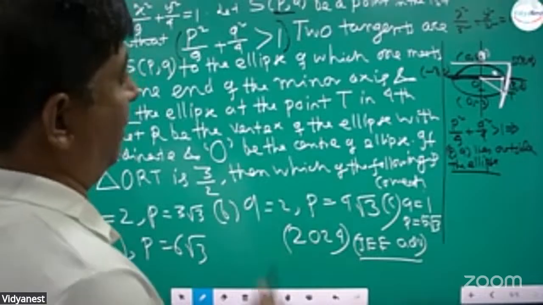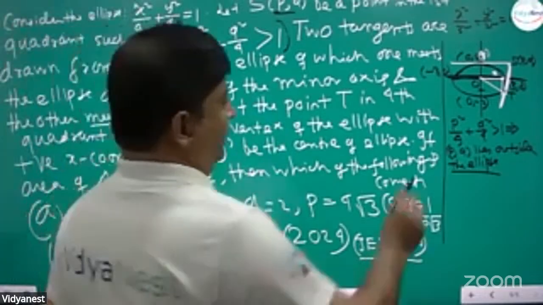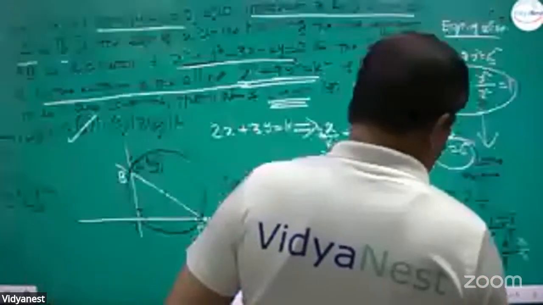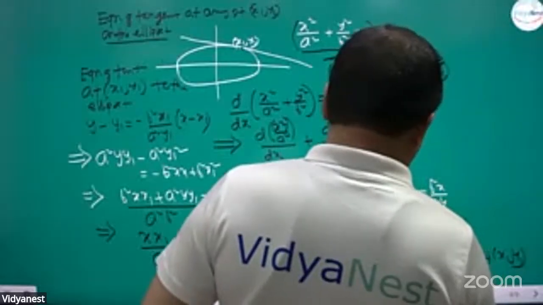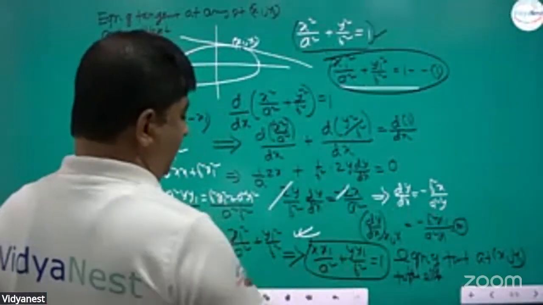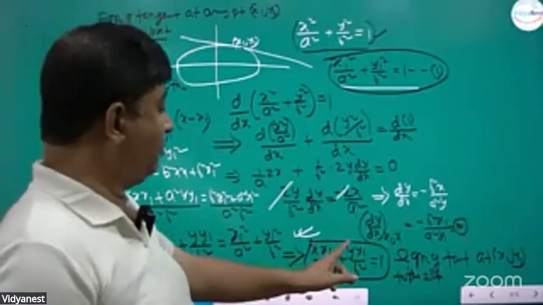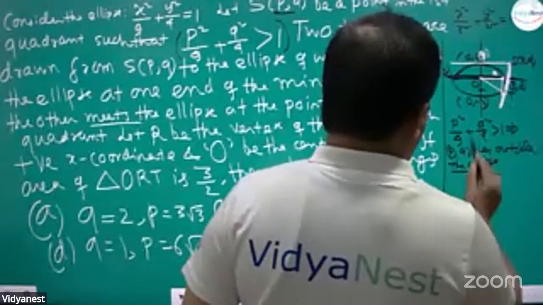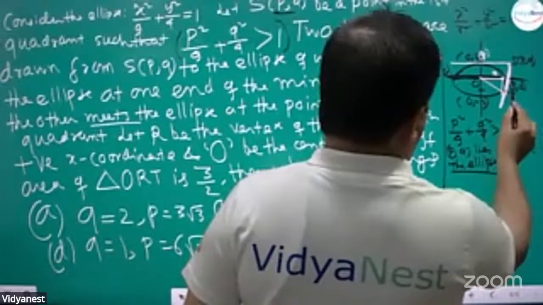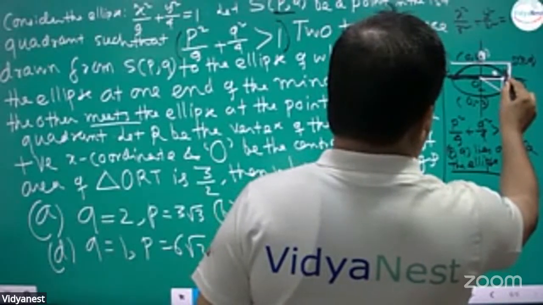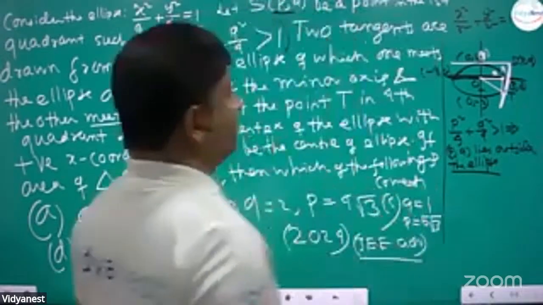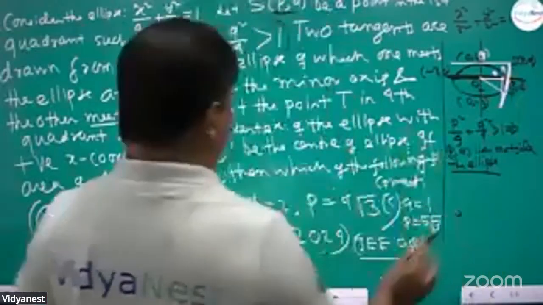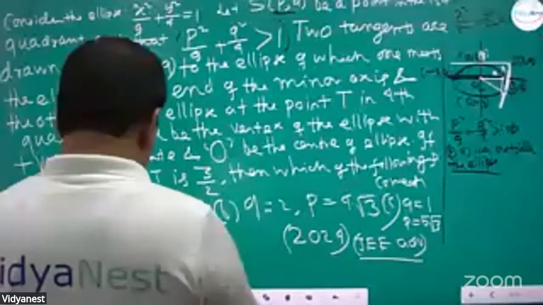So, first of all, we will find the tangent at (0, 2). And the tangent's equation, a few minutes back, we have got: x(x1) by a square plus y(y1) by b square is equal to 1. So the equation of the tangent at B. Better to draw a new figure because the figure has become a little bit clumsy. Hardly you can understand.